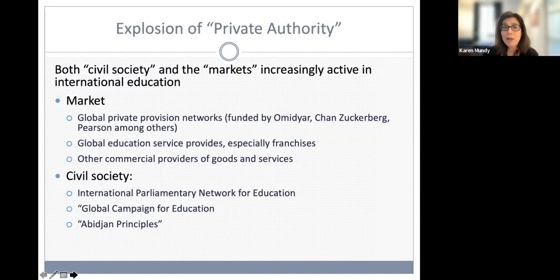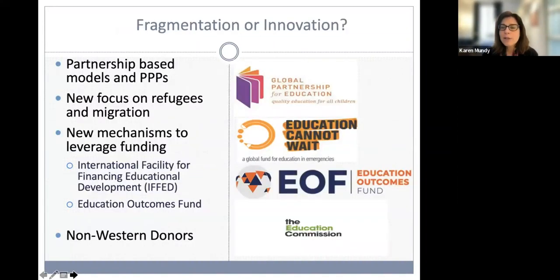And then civil society has also blossomed, and we have things like the International Parliamentary Network for Education, the Global Campaign for Education, and most recently the Abidjan Principles on the Right to Education, which are in a way a counteraction to some of the marketization or privatization trends. At the same time, I want to make sure that we don't only cite the more liberal end of civil society. We also have other very elaborate and very powerful networks, faith-based networks, fundamentalist networks that are part of our civil society and that have advanced very different interpretations of what the right to education means.